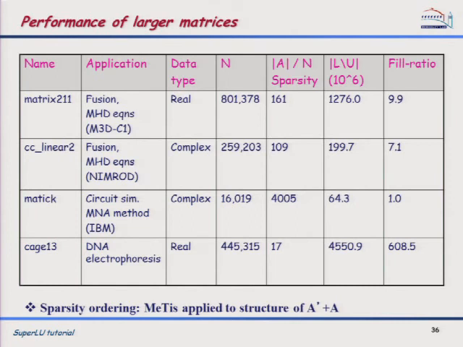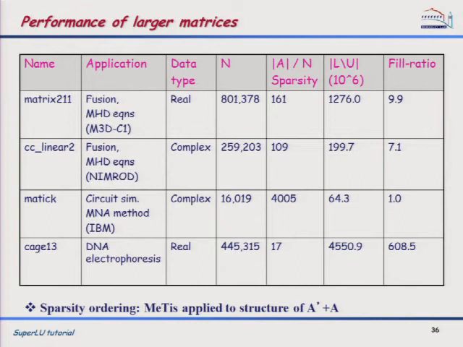Now, performance of SuperLU_DIST on larger matrices. Matrices with dimensions going from 800 to 1,000. Actually, it's not in order. A matrix of a dimension of 800,000, but that's real. A matrix of smaller dimension, 59,000, but complex.